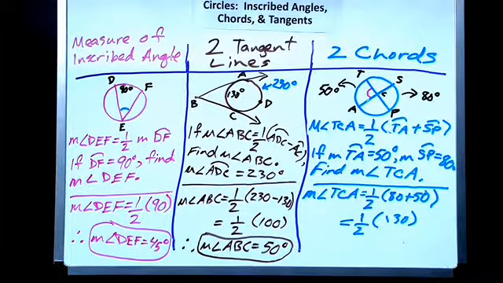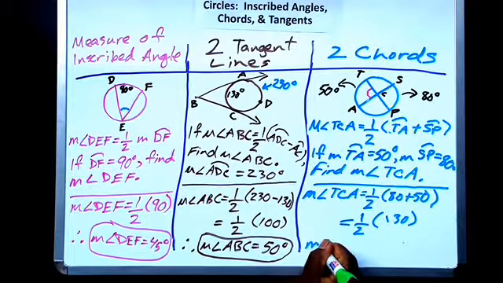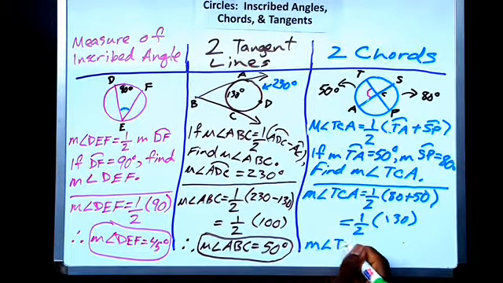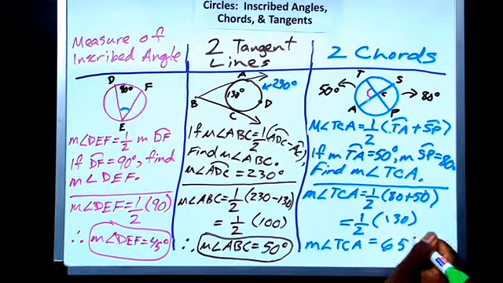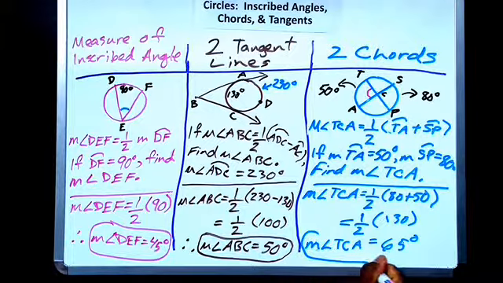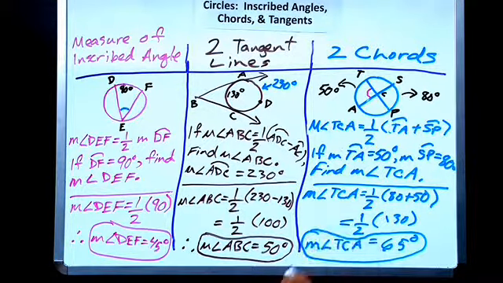And then that means that the measure of angle TCA equals half of 130, which is 65 degrees. 65 plus 65 is 130. And that is how you solve a problem with respect to a circle involving two chords.